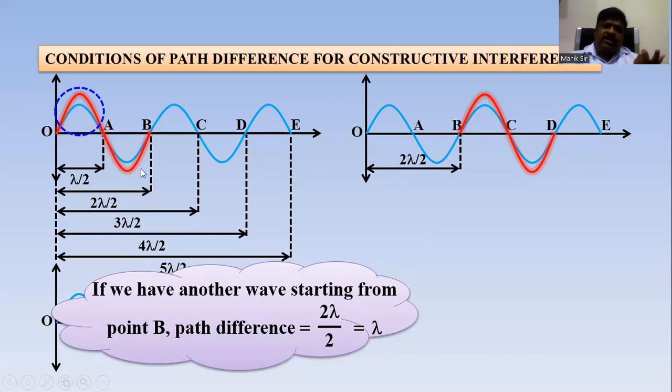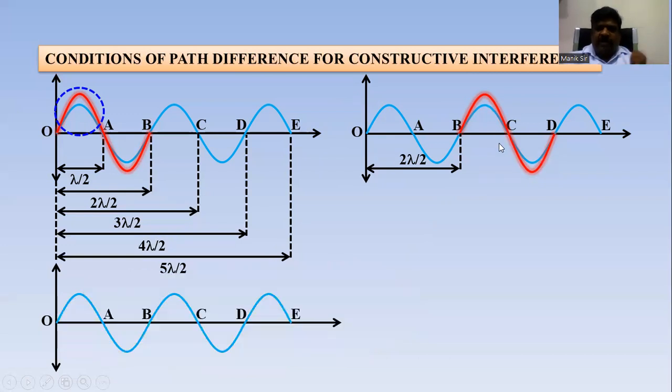Lambda, that is of one wavelength. See here, how much is the path difference? In the first diagram it is 0 wavelength. Here it is 1 wavelength, but still we are getting the constructive interference. Crest matches with the crest, trough matches with the trough. Yes, crest coincides with the crest, trough coincides with the trough. So amplitudes get added. So there we are getting the constructive interference.